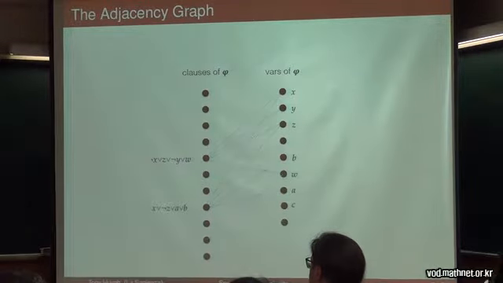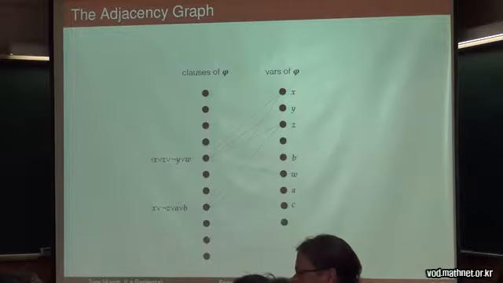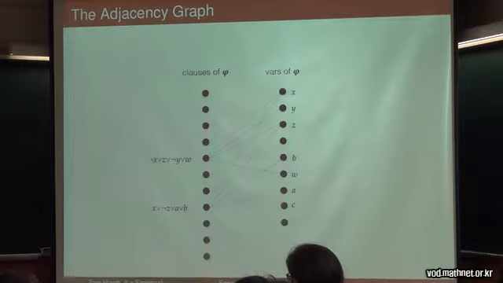Let me at least say how we get these lower bounds. We get these lower bounds by looking at the adjacency graph of the formula. That's just this bipartite graph where the left-hand side is represented by the clauses of the formula, and on the right-hand side you've got a vertex for each variable. You put an edge between a clause and a variable if that variable appears in the clause. So, for example, if you've got a k-CNF, then this adjacency graph is going to have left degree at most k.